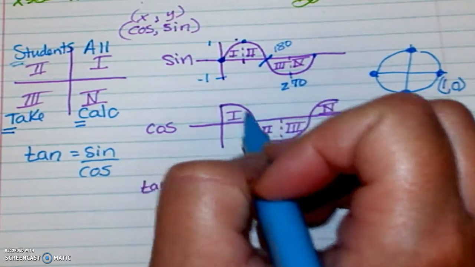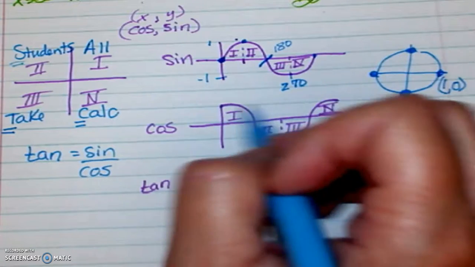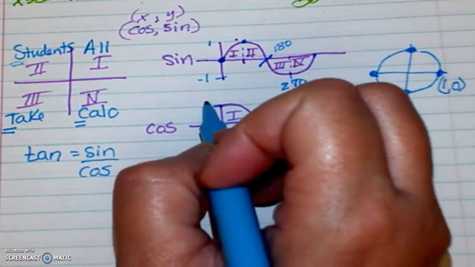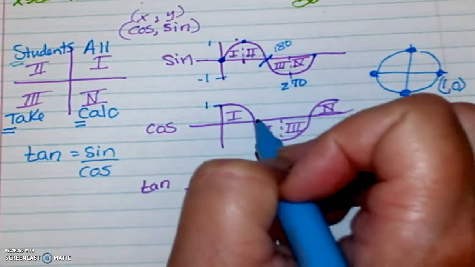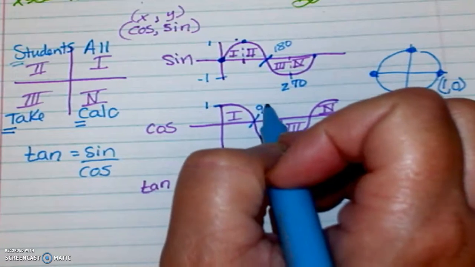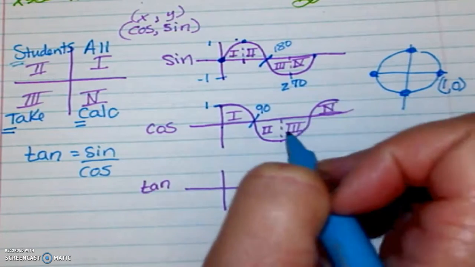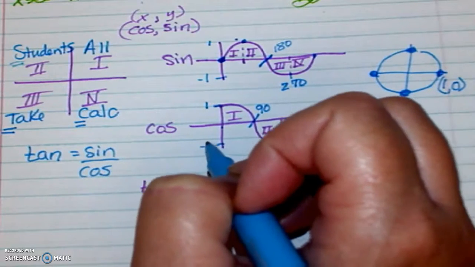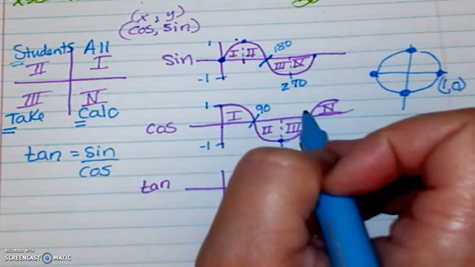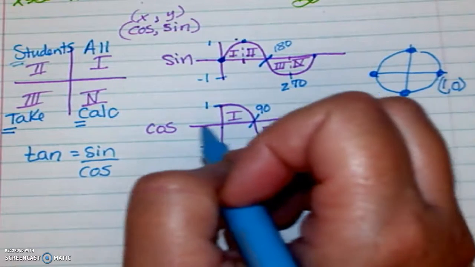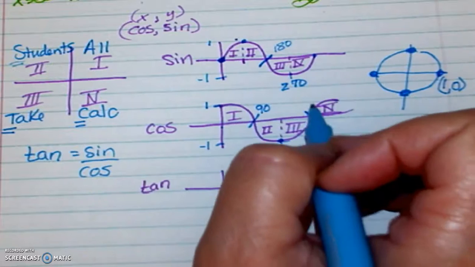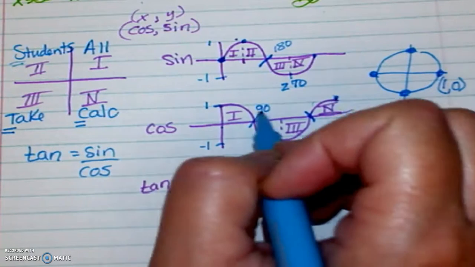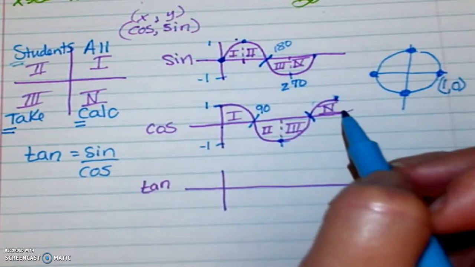If I just look at this graph right here, the smile, cosine at 0 degrees has a value of 1. At 90 degrees, it has a value of 0. The cosine of 180 degrees is negative 1. The cosine of 270 degrees is 0. And the cosine of 360 degrees is 1.